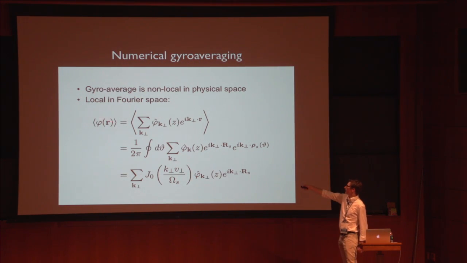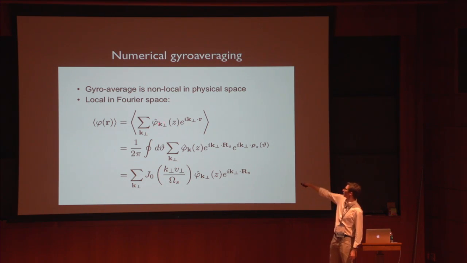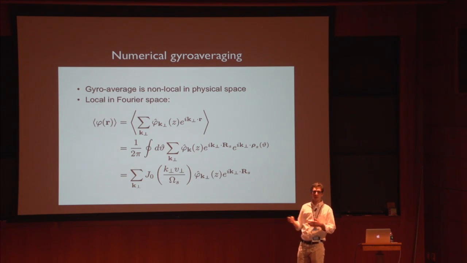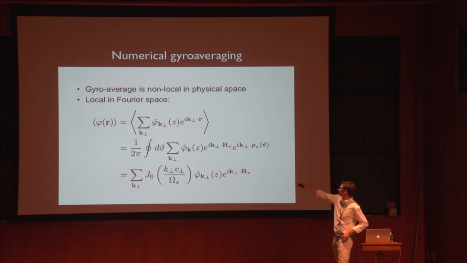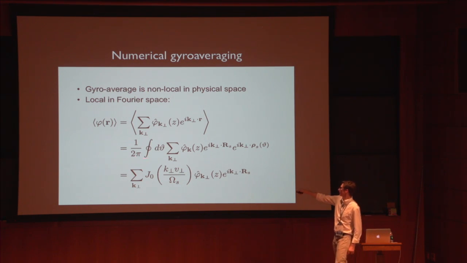And so if I take phi, I expand it in Fourier harmonics, then we see this is a sum over k of the Fourier coefficient, which, for instance, may depend on position along the field line. So I'm only going to transform in the perpendicular domain, times e to the i k perp dot r. So this gyro average is 1 over 2 pi times the integration over the gyro angle.